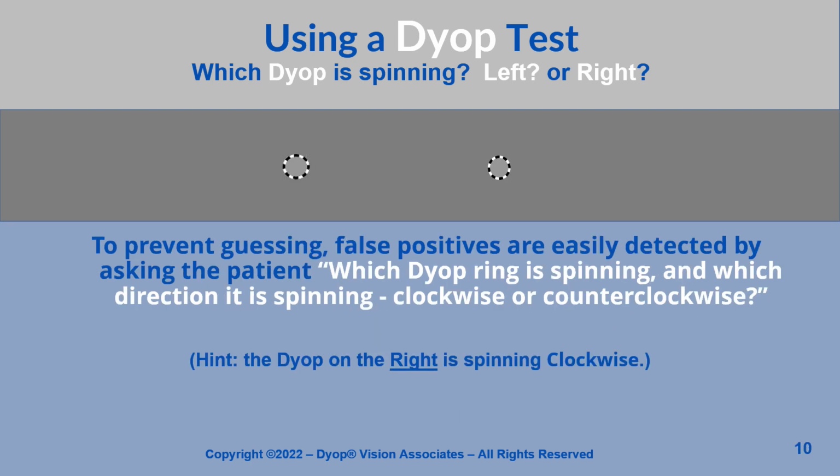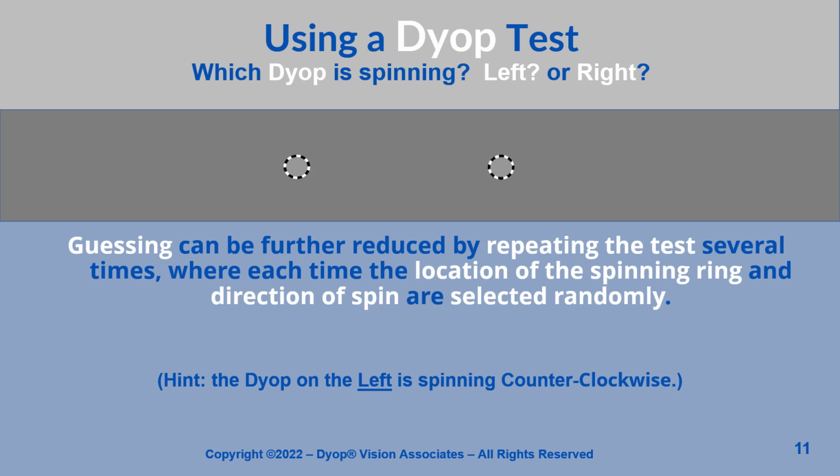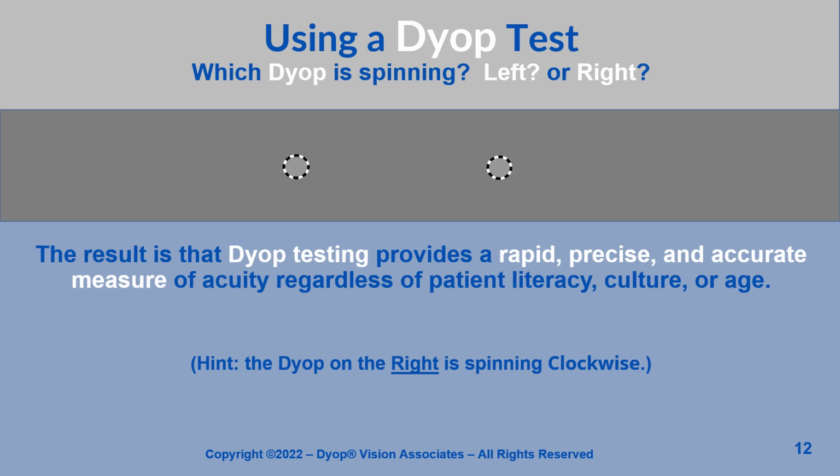To prevent guessing, false positives are easily detected by asking the patient which Dyop ring is spinning and which direction it is spinning, clockwise or counterclockwise. Guessing can be further reduced by repeating the test several times, where each time the location of the spinning ring and direction of spin are selected randomly. The result is that Dyop testing provides a rapid, precise, and accurate measure of acuity regardless of patient literacy, culture, or age.